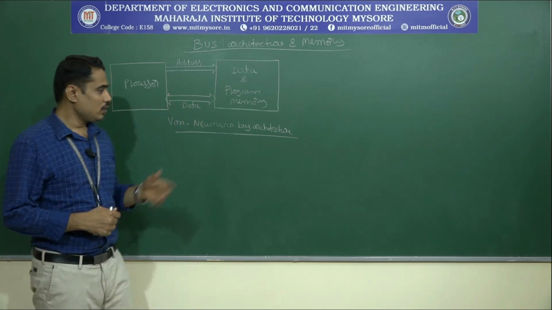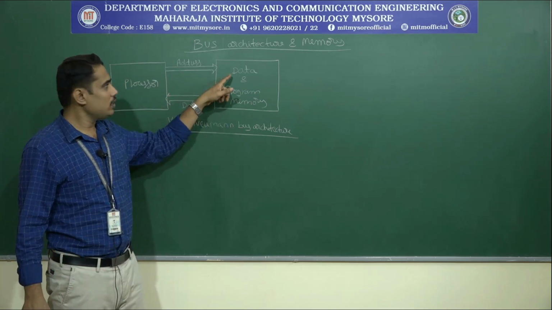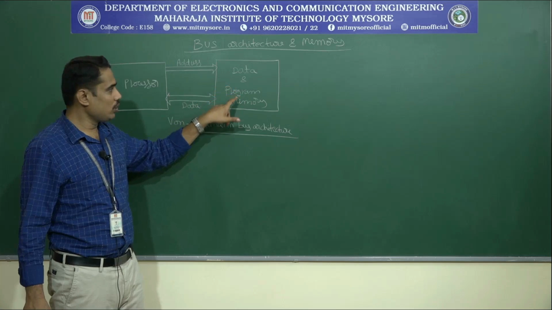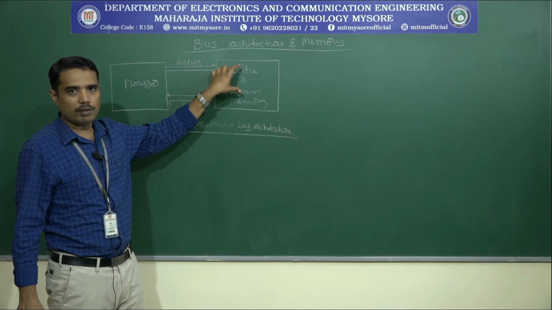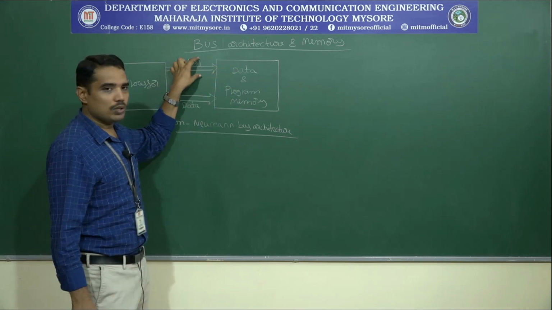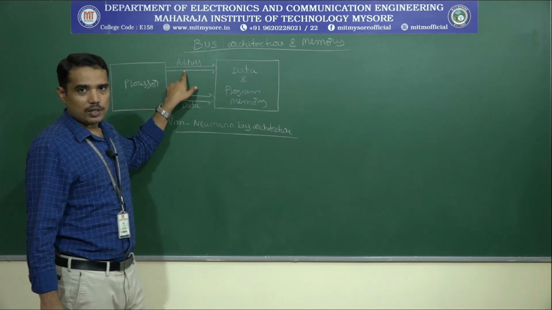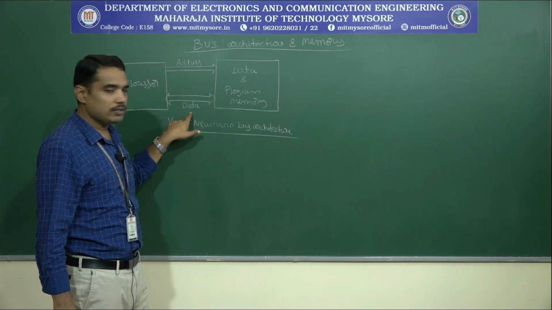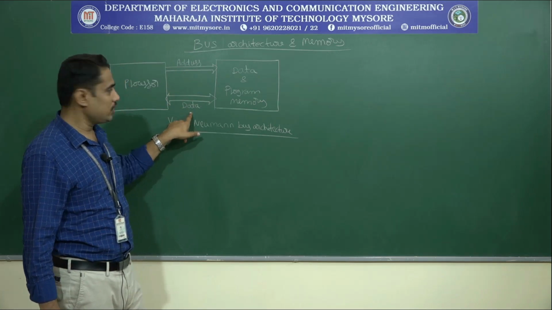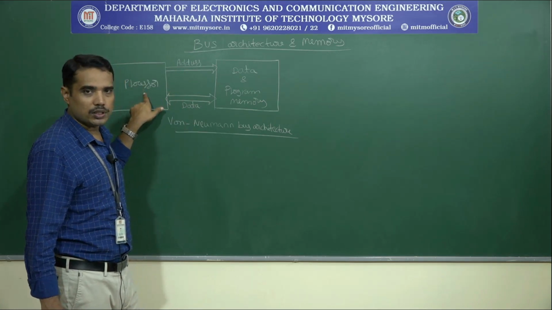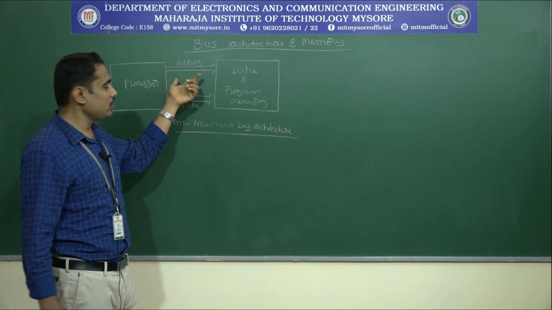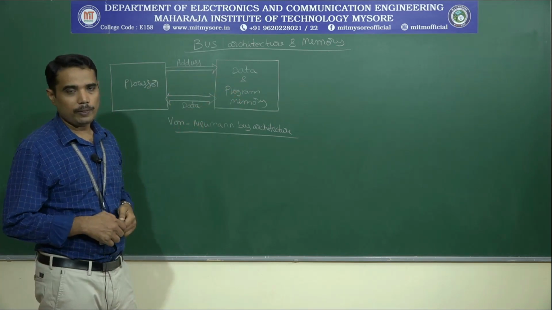This is the concept of von Neumann architecture. What happens in von Neumann architecture? As I said before, the data memory and program memory are residing in a common memory block, with only one set of address and data bus. The address bus is unidirectional in nature, whereas the data bus is bidirectional in nature. The communication happens between the processor and the memory. What is the issue with respect to this type of memory?